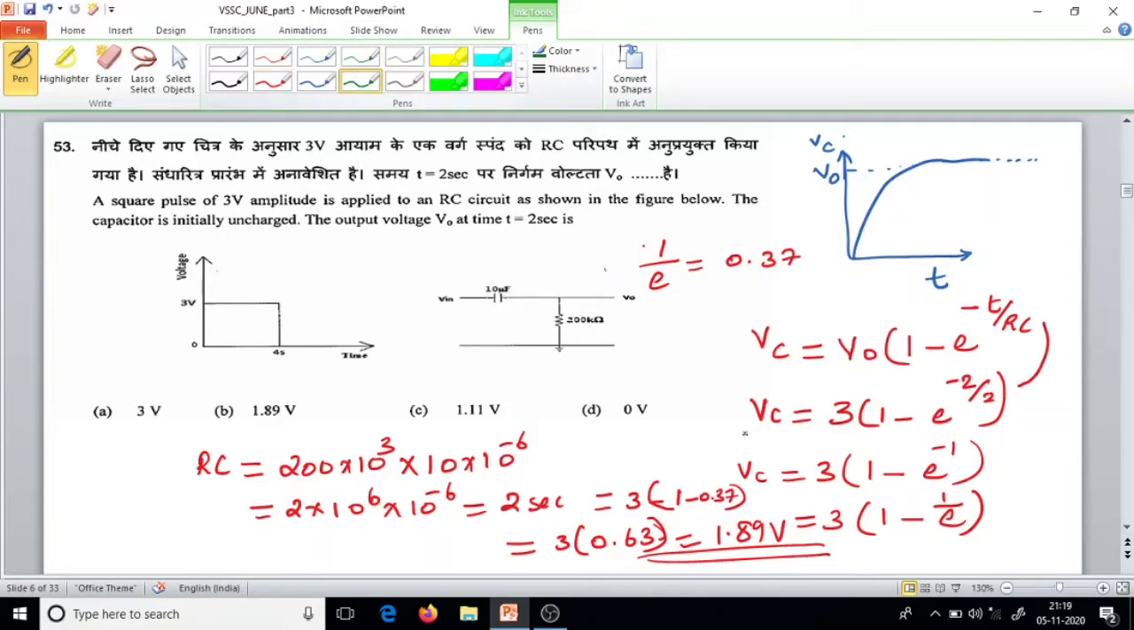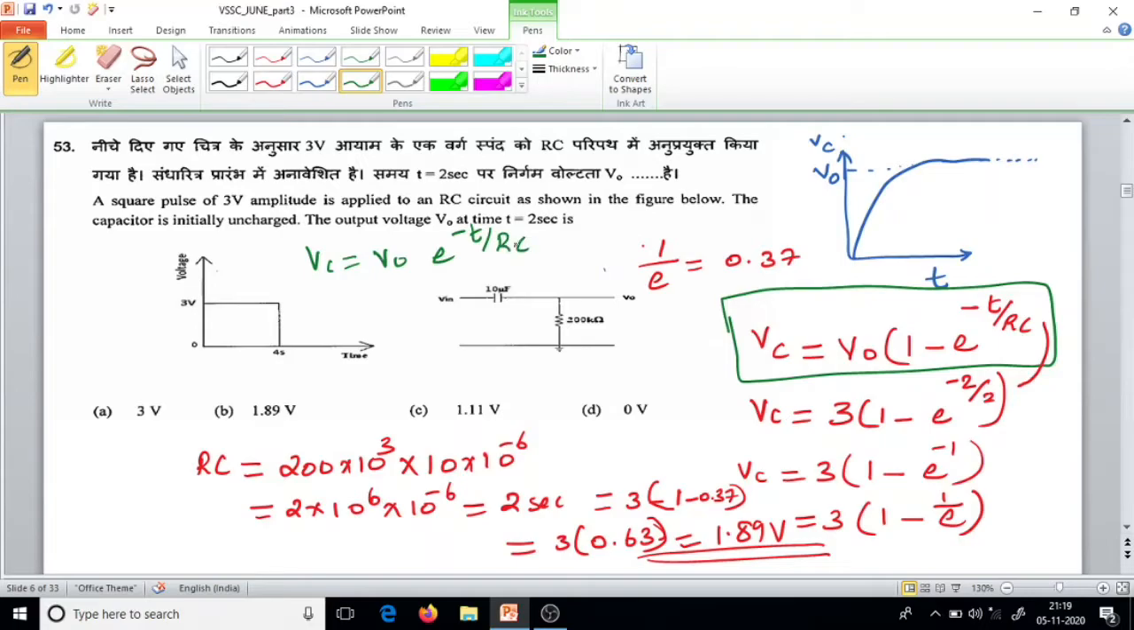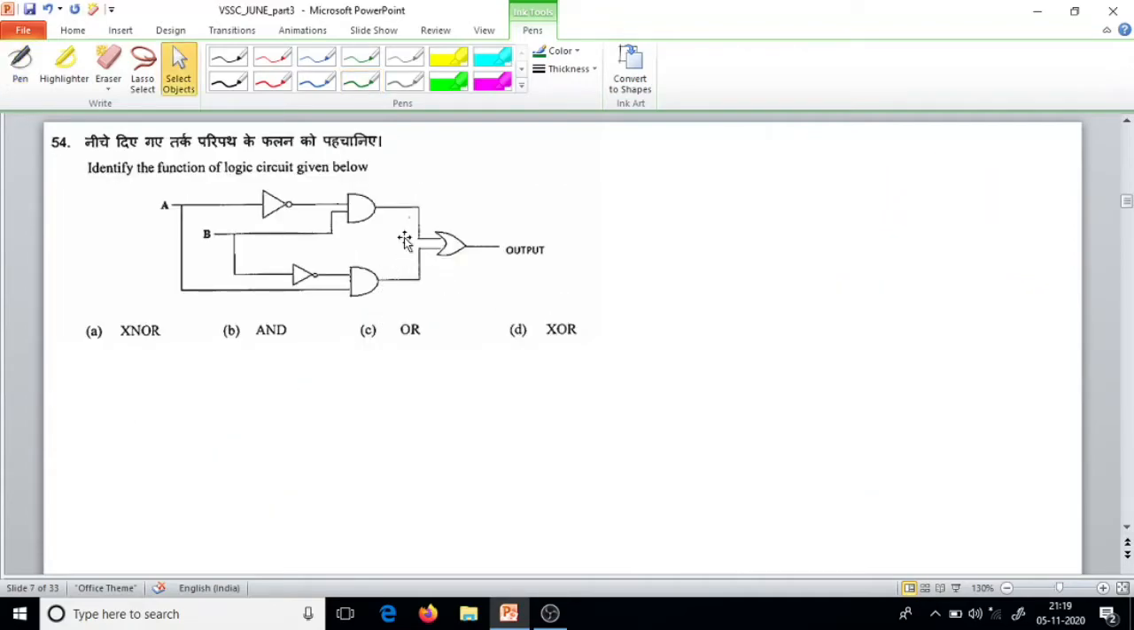So you should know this. What is the equation for charging of a capacitor? If it is discharging, then VC will be equal to V naught multiplied by e to the power minus t by RC. This will be for the discharging of a capacitor. But when a capacitor is charged, you have to use this equation. So the answer is 1.89. We'll go to the next question.